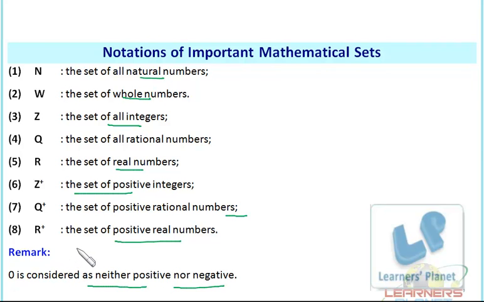So if you are asked about non-negative integers, then you will be including 0 also, but in case of positive integers you will start from 1. Non-negative means 0 will be included, but in case of positive, 0 will not be included because 0 is neither positive nor negative.